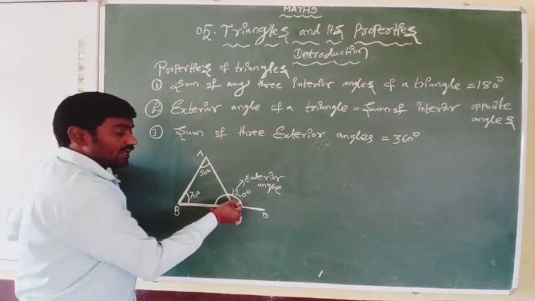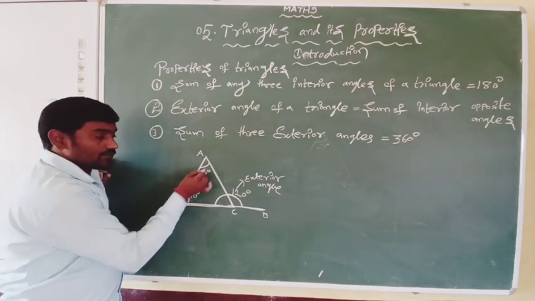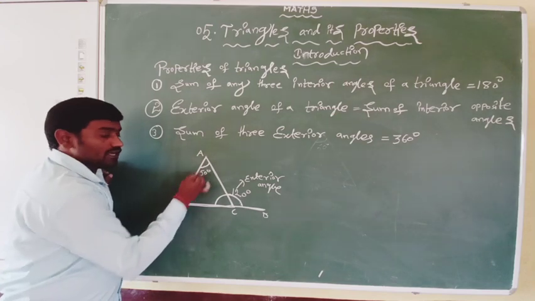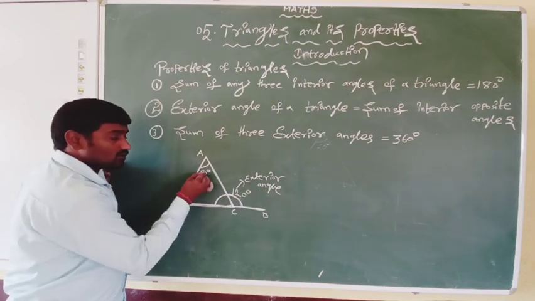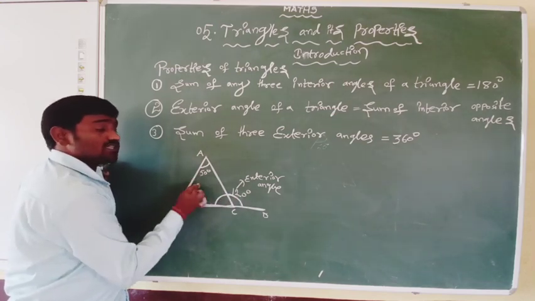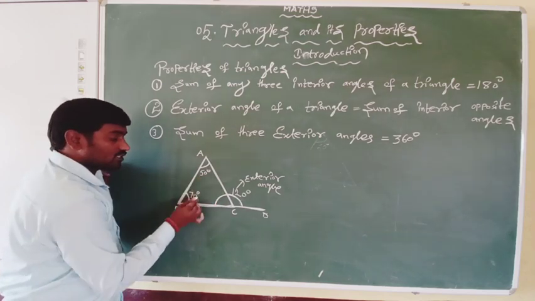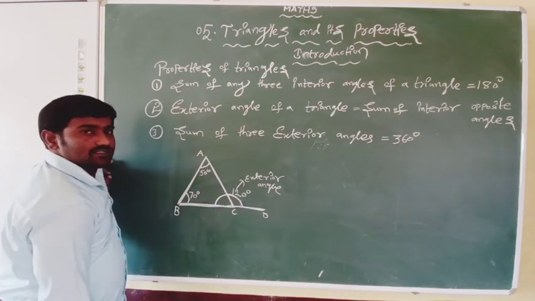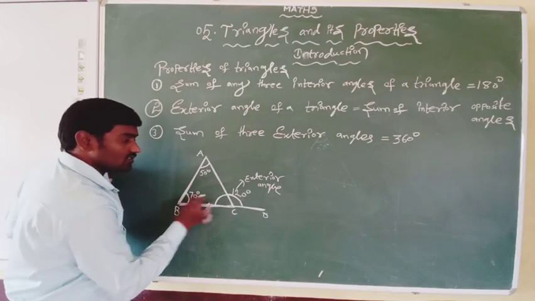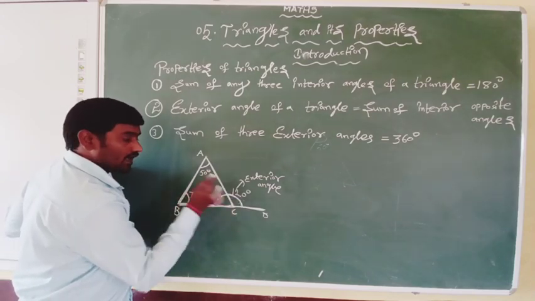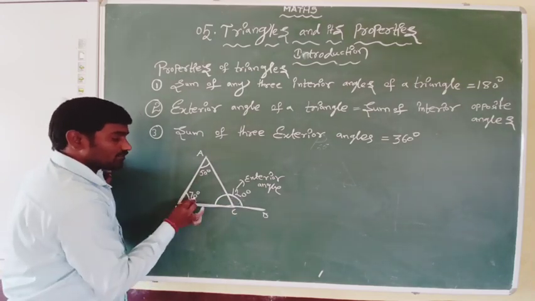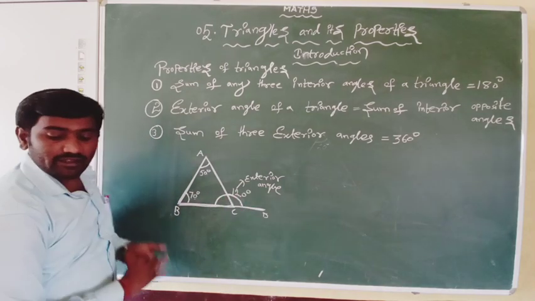So here the exterior angle, and the opposite two interior angles. 120 degrees is equal to the sum of these two angles. It must satisfy the condition. 50 degrees plus 70 degrees equals 120 degrees. When you add these two angles, you have to get this angle. So 50 degrees plus 70 degrees equals 120 degrees.